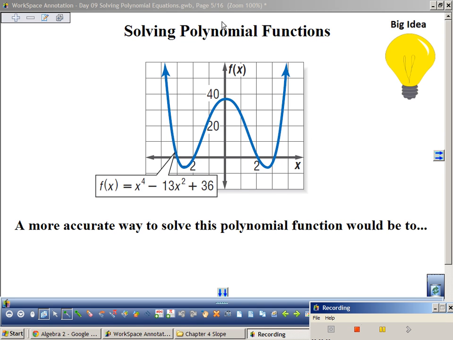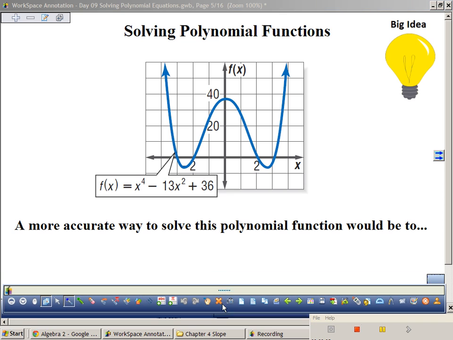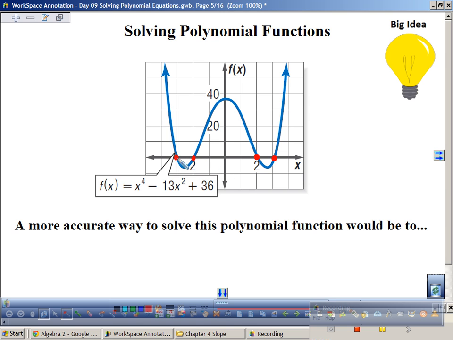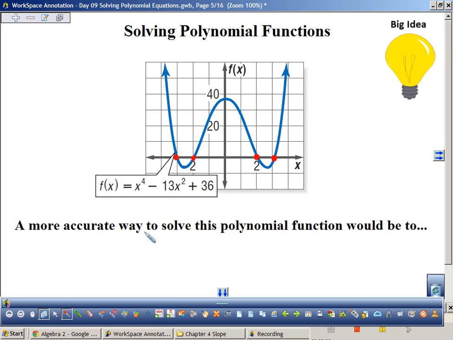So today we're talking about solving polynomial functions. This is what we did yesterday, correct? We were given a function and we graphed it. So what are the solutions to this function? Two, 3, it looks like 3, right? -2 and -3. A more accurate way to solve this polynomial function would be to factor.